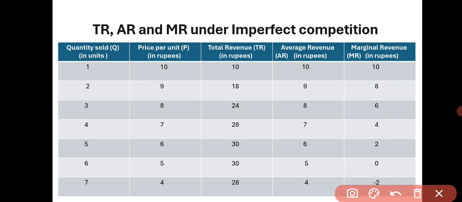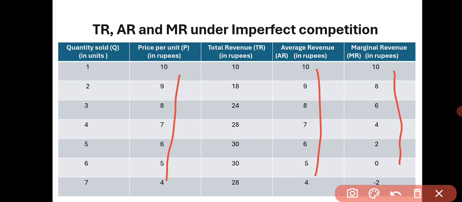Now, you see, in this type of market situation, with a fall in price, average revenue becomes price, right. So, there is a fall in price, a fall in average revenue, and a fall in marginal revenue, but marginal revenue falls at a higher rate than average revenue.